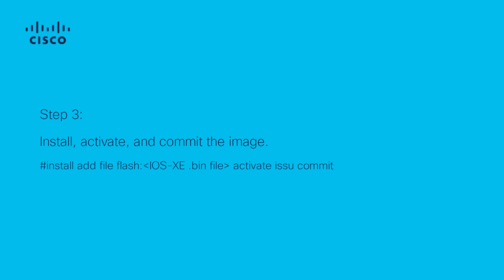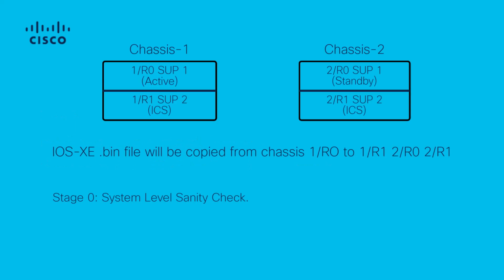Step 3: install, activate and commit the image using the install add file flash activate issu command. After the command is executed, the IOS XE file will be copied from the active supervisor to the standby supervisor and both the in-chassis standby supervisors, followed by a 7-stage process which would be initiated for a successful ISSU upgrade.